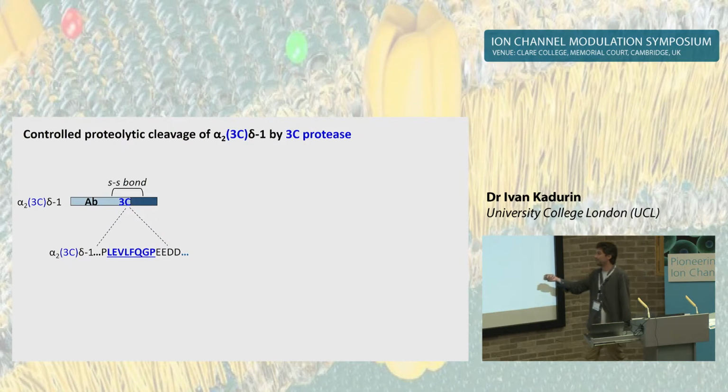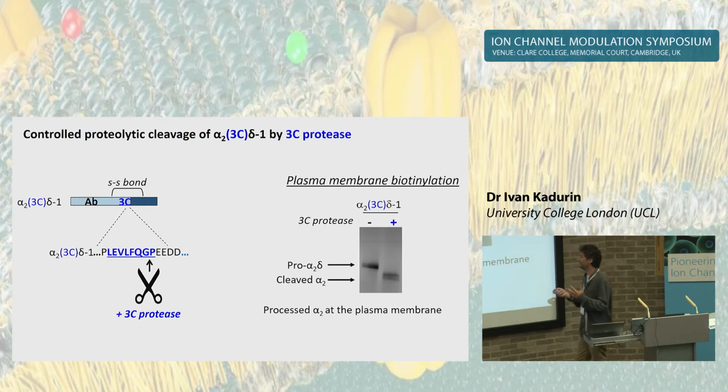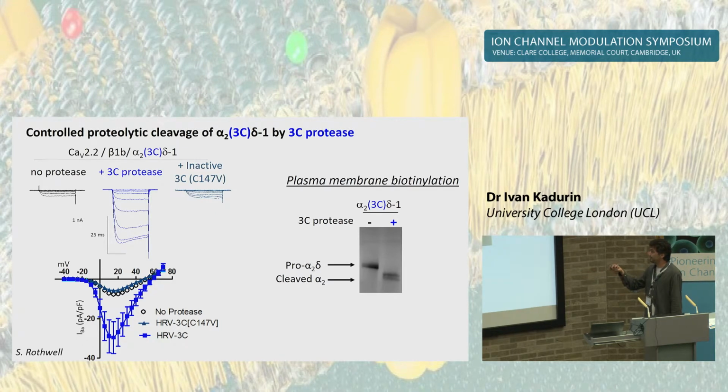So the next thing we did was to co-express 3C protease with the 3C alpha-2 delta to induce cleavage artificially and to see whether this would affect the function. First we checked if this would work. It did. The protease was co-expressed as a cDNA. This is a plasma membrane isolated protein, and it was cleaved by the protease at the inserted site. And then this led to restoration of function. Basically, this corresponds to lack of protease.